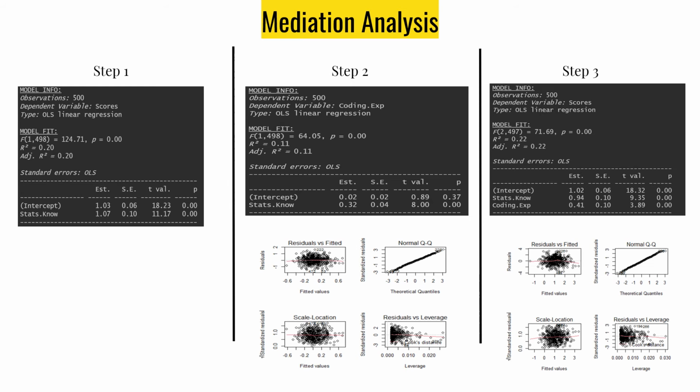After running the three-step mediation analysis, we can see the following. Our A, B, and C prime path are all significant. This means that there is a significant mediation effect present. In step 3, we see that our stats knowledge variable is still significant with the inclusion of the mediator. Thus, we see a partial mediation effect instead of a full mediation. Diagnostic plots all look good for step 2 and 3.